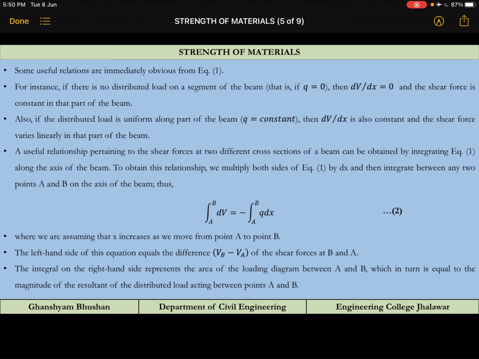Okay, so V is constant in terms of x, so if we are differentiating it, it is giving us a result as 0. So the shear force diagram will be constant. The shear force will be constant toward that section.